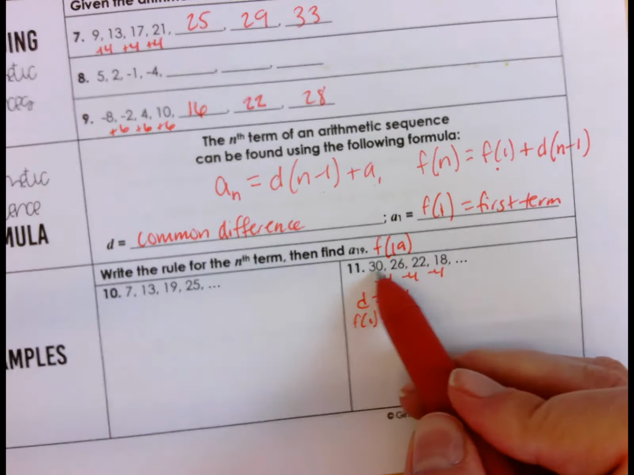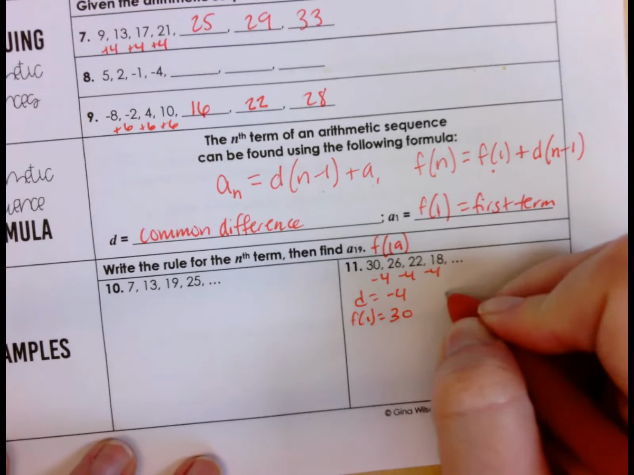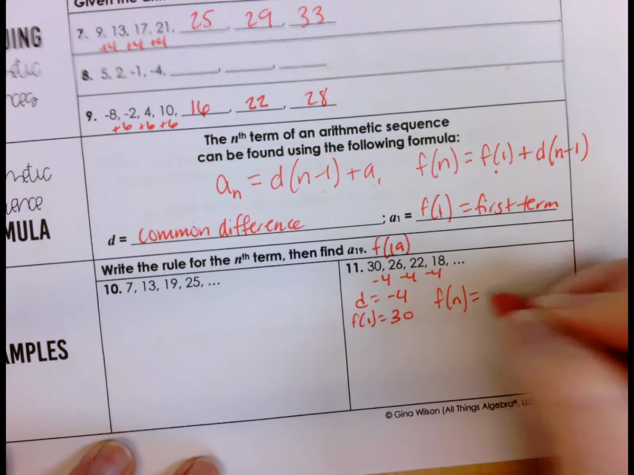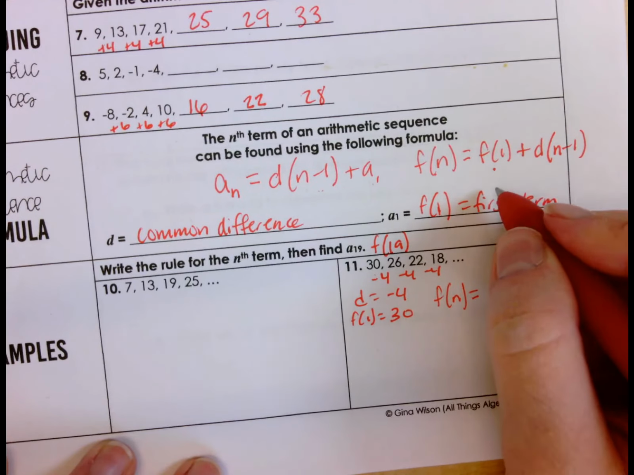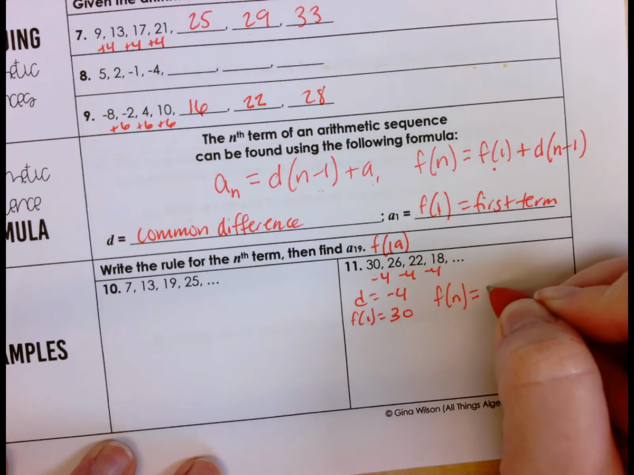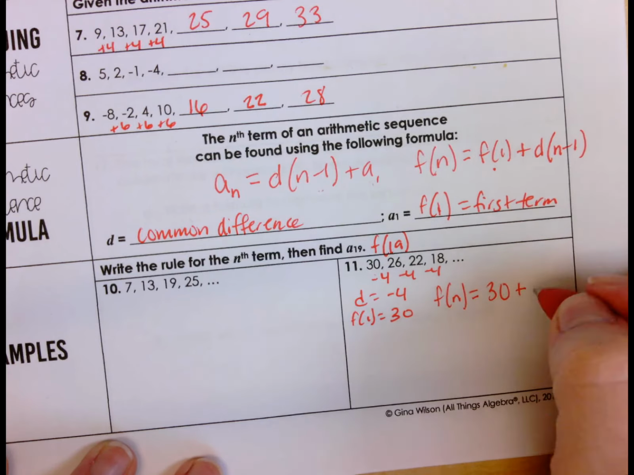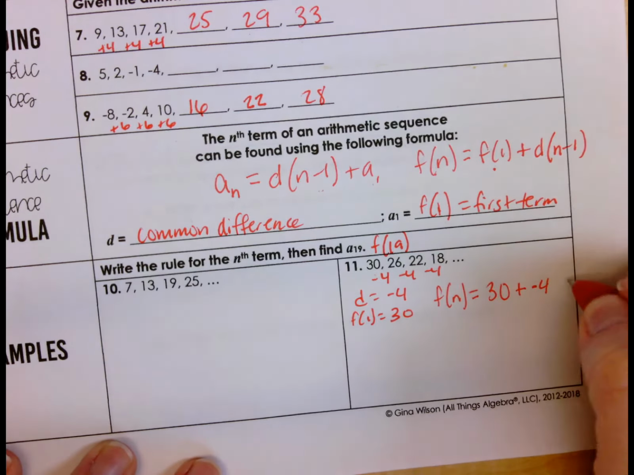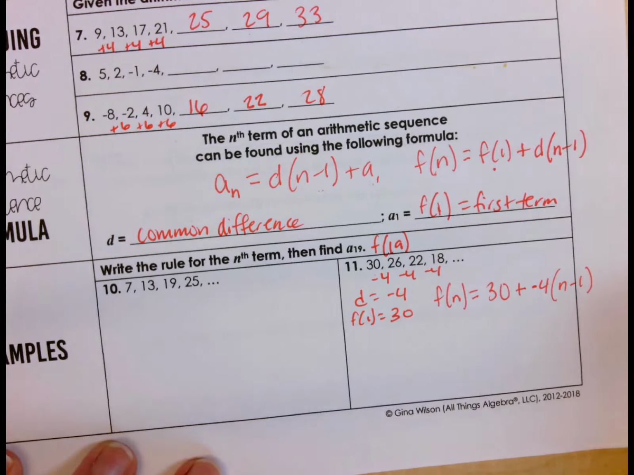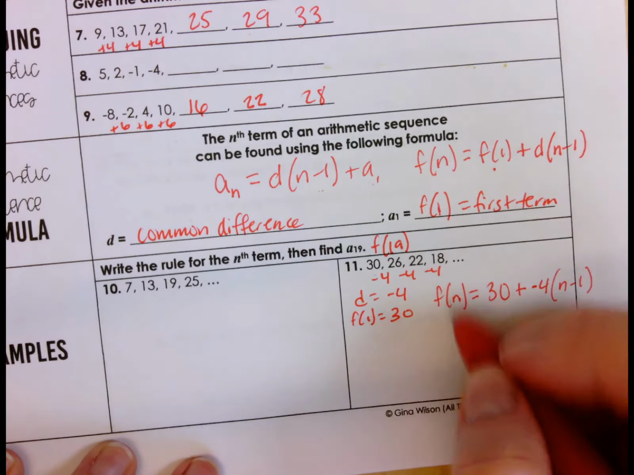Okay, it's the very first term here that's given to us. So we're going to use the formula, f of n is equal to f of 1. So I'm going to plug in the value for f of 1, which is 30, plus d here, which is a negative 4. If you want to just write that as negative 4 or minus 4, that's perfectly fine. Multiplied by n minus 1. Okay, and now we are looking for specifically f of 19.